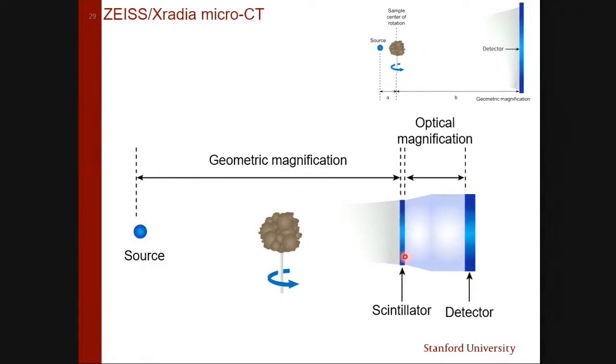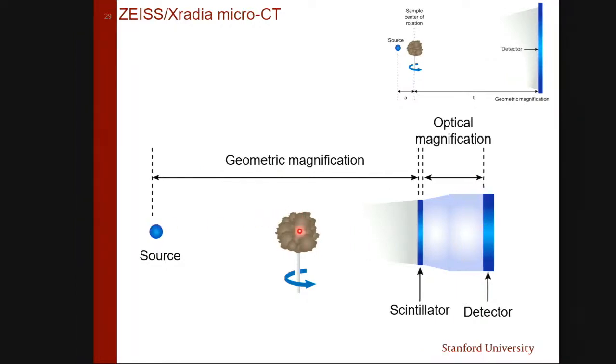Once you get the visual image, you can attach lenses and do extra optical magnification. So you do geometrical and then optical magnification, and eventually this way you can move your sample farther away from the source, which solves two problems. One is the blurring will be minimized, and also you can put a bigger object and still get high resolution.